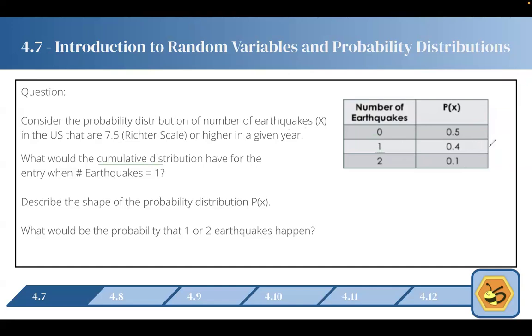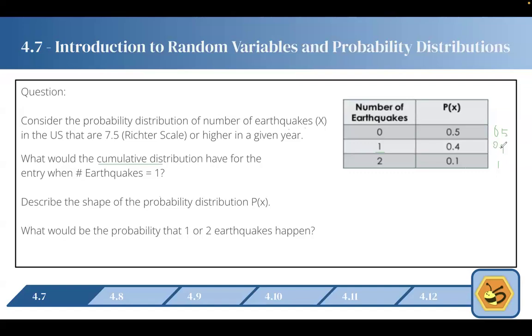So if we're looking for the number at 1, the cumulative distribution is going to have 0.4 plus 0.5, right? So that's going to be 0.9 for the cumulative distribution at 1. So what do you guys think all cumulative distributions have to end at? What's going to be their max number at the very last cell here? 1, right? Exactly, because they're going up. So in this case, the cumulative distribution is going to be 0.5, 0.9, and 1. Cool, how we did that? All right.